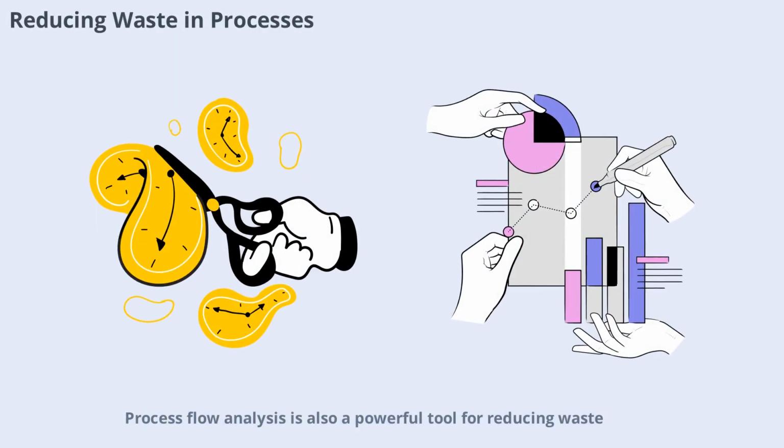Process flow analysis is also a powerful tool for reducing waste. Waste can take many forms, such as excess inventory, unnecessary movement, or rework. By examining each step, organizations can identify and eliminate non-value-added activities. Lean methodologies like the Toyota production system emphasize continuous waste reduction to improve efficiency and lower costs. In the following scene, we'll look at how process flow analysis supports lean operations.